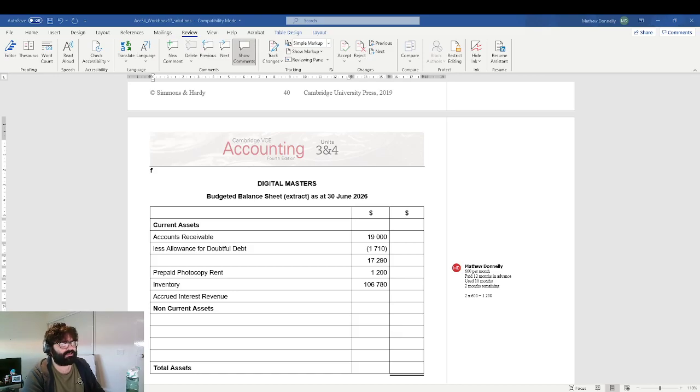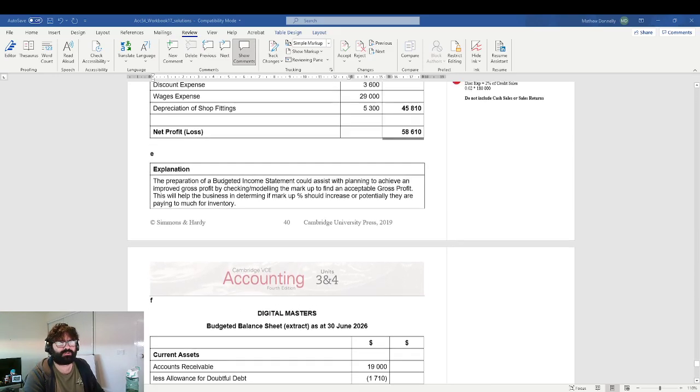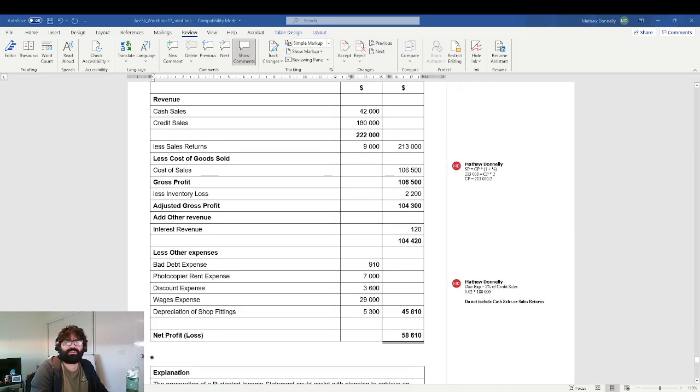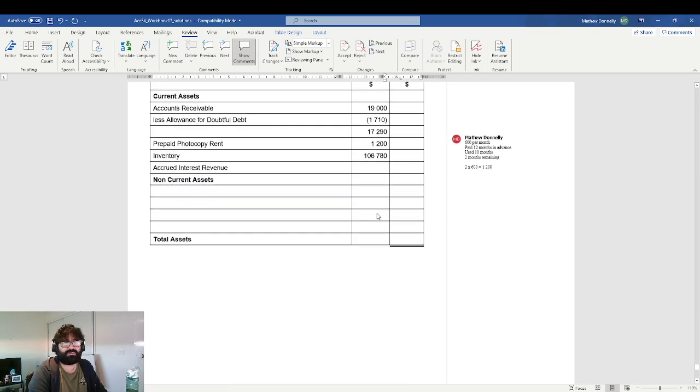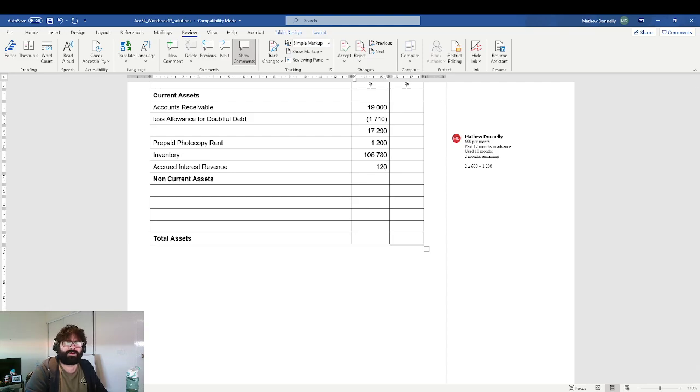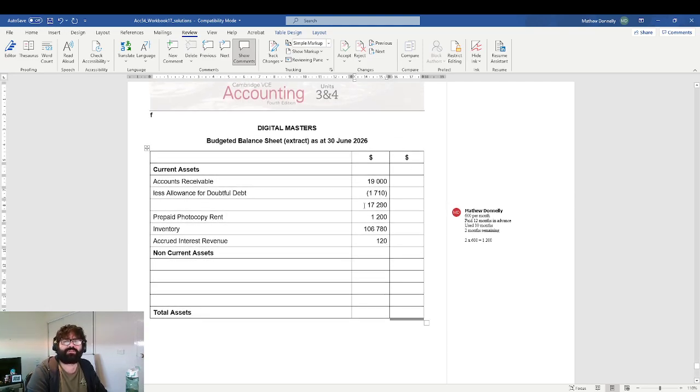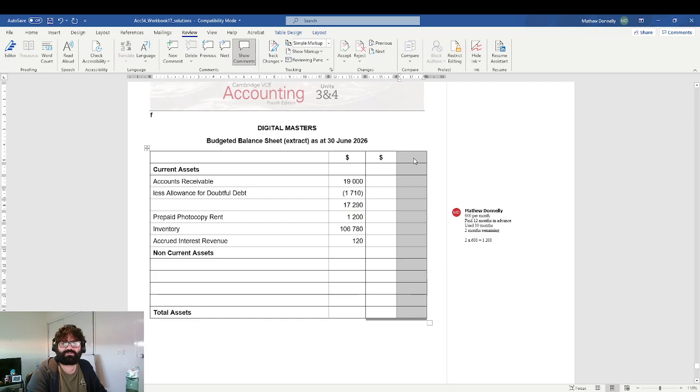And it should be the amount we previously calculated. So let's have a look. Interest revenue, $120. Now, the reason this is messy is because this probably needs a third column. So I'm going to add that third column just while we talk. So the third column really tidies this up.